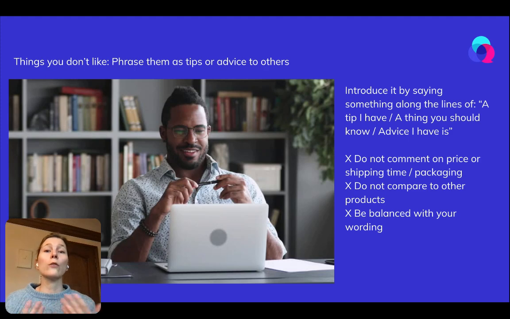And lastly, with the things that you don't like about the product, make sure you phrase them as tips or advice to others. You might not like something about a specific product. Other people might not mind that about the product, or maybe they really mind. So make sure that you put that information in it, but make sure to use those things and phrase it as tips or advice to others. So introduce these things by saying something like, a tip I have for you. One thing you should really know about this product. Advice I have, that it's clear that you're introducing a suggestion here.